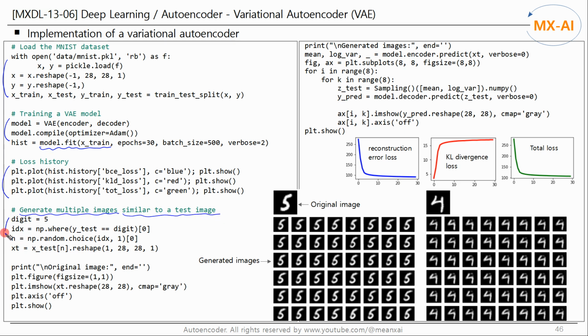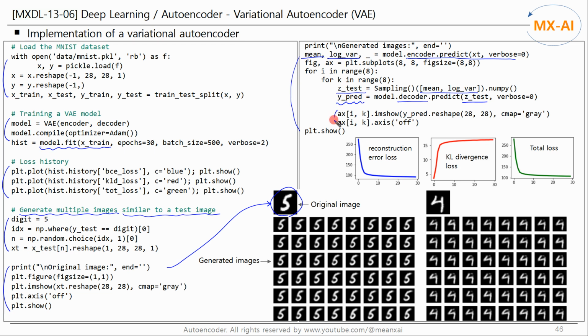Select one of the digit 5 images from the test dataset. Visually see this image. The result is like this. Now let's generate multiple images similar to this. We feed this image into the trained encoder model and get its mean and log variance in the latent space. We sample a latent vector z from this distribution. We feed the latent vector z to the trained decoder to generate a reconstructed image.